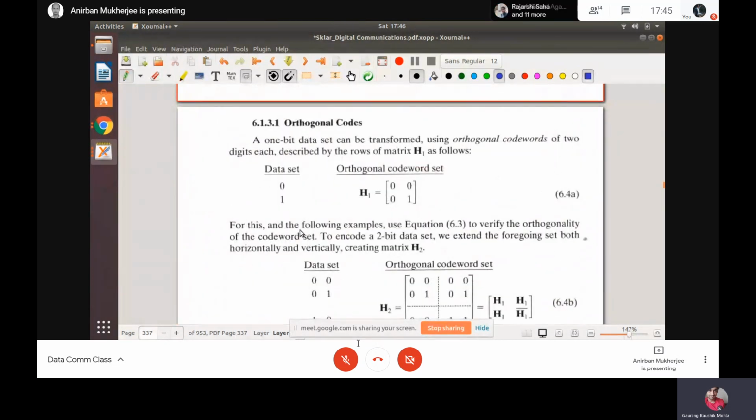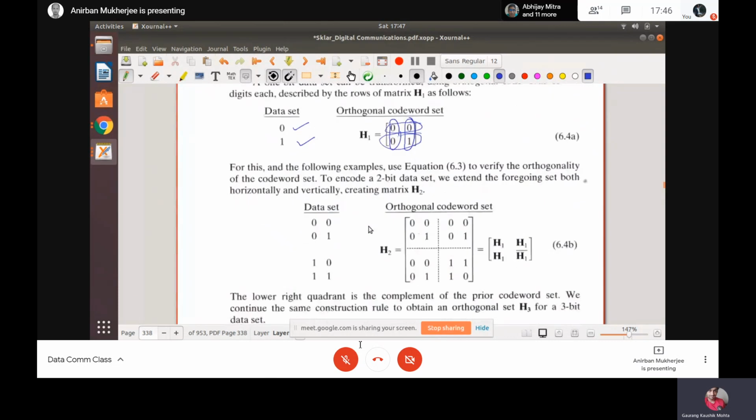Now the orthogonal codes. Orthogonal codes mean that if I have a data set of 0 and 1, a 1-bit data set, it can be transformed using orthogonal code words of 2 digits each. We see that these two columns are orthogonal. That's why they are orthogonal code words. Similarly, you can say this one and this one are also.